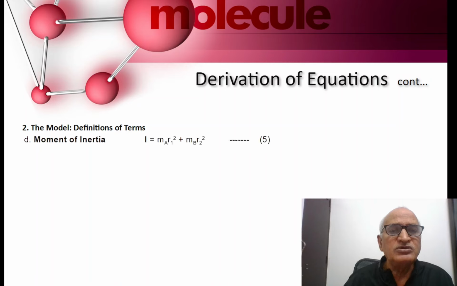Now, another term we will define, moment of inertia. The symbol is I. It is equal to MA R1 square plus MB R2 square. This is for a diatomic molecule. If we have a large molecule having several atoms, then moment of inertia is given by the sum of all the terms. Here we have only two atoms, therefore we have taken the sum of only two terms.